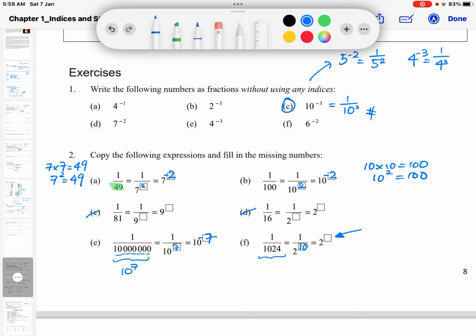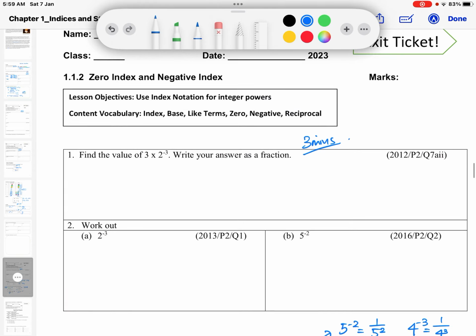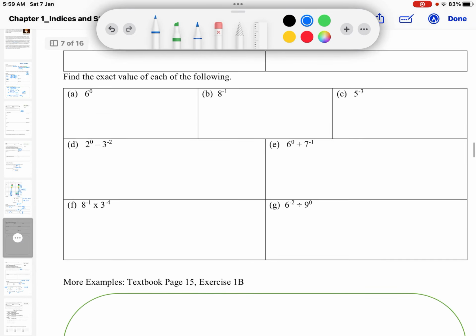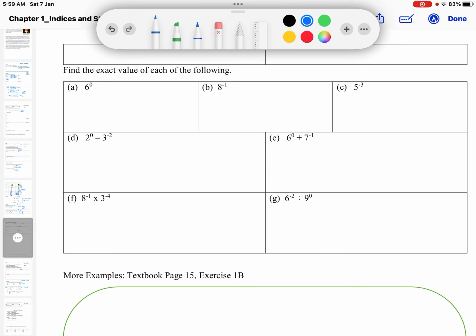The next page requires you to find the exact value of each of the following. If you recall in the last lesson, we said anything to the power of 0 would give you a value of 1. So this is easy. I don't even need to use a calculator. Next, 8 to the power of negative 1 is actually 1 over 8 to the power of 1. If it's 8 to the power of 1, we usually don't write it and just leave it as 8. So this is your answer.